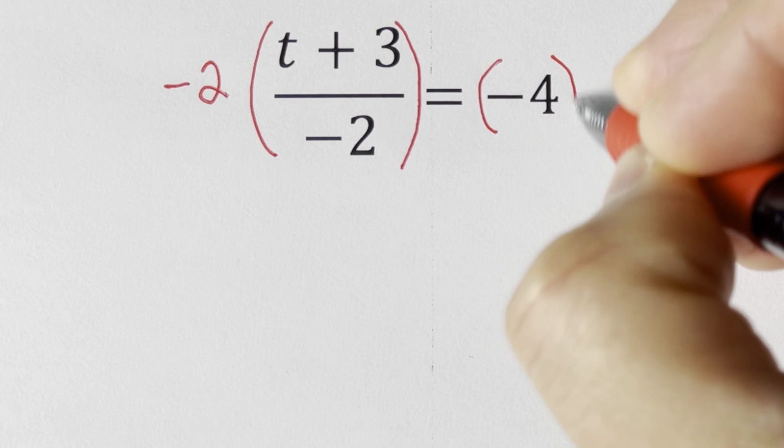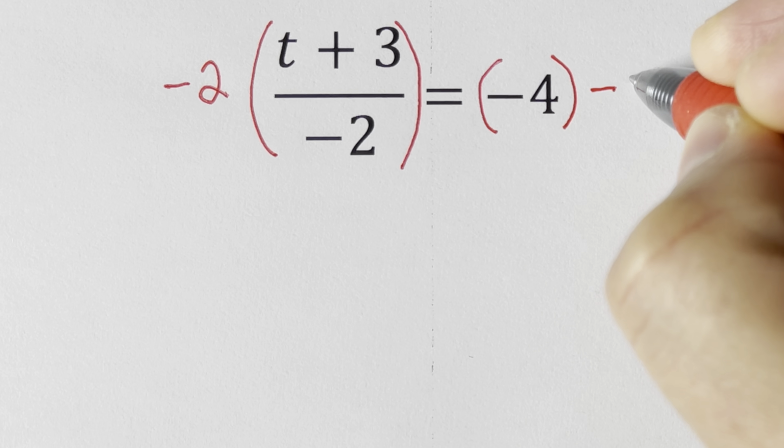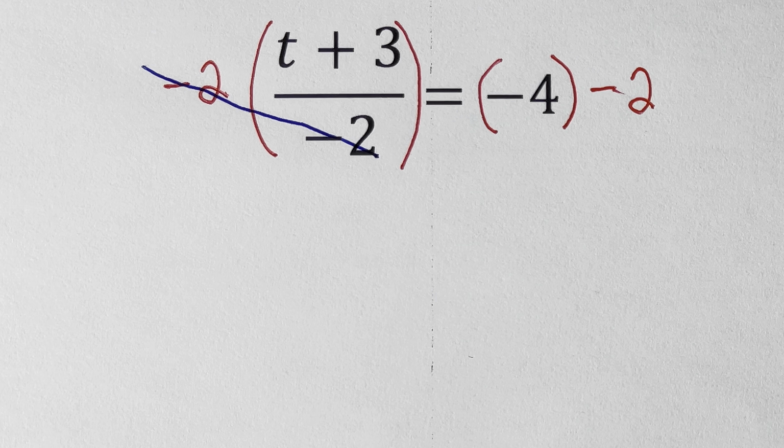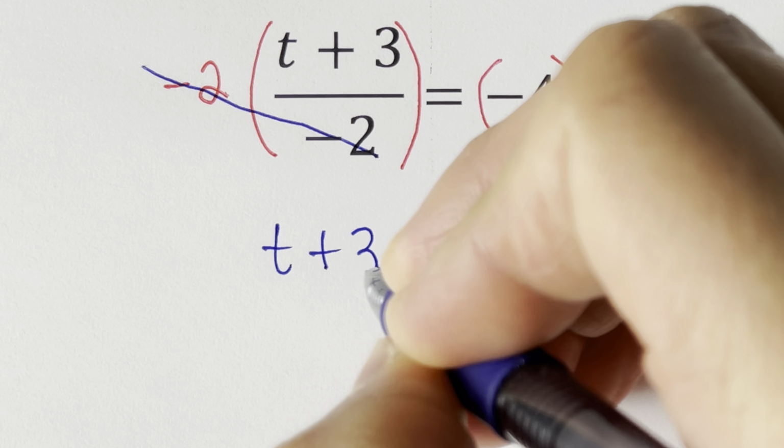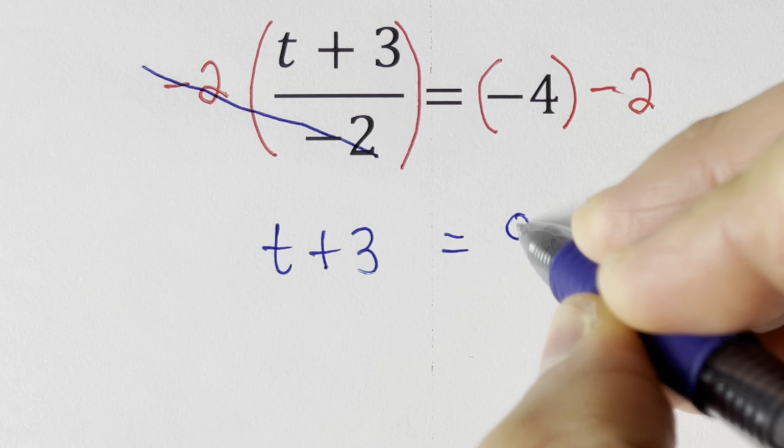So I do the same thing on the right side. Multiply that by negative 2. So then we can cross out the negative 2 and the negative 2. So the left side will have t plus 3 is equal to positive 8.